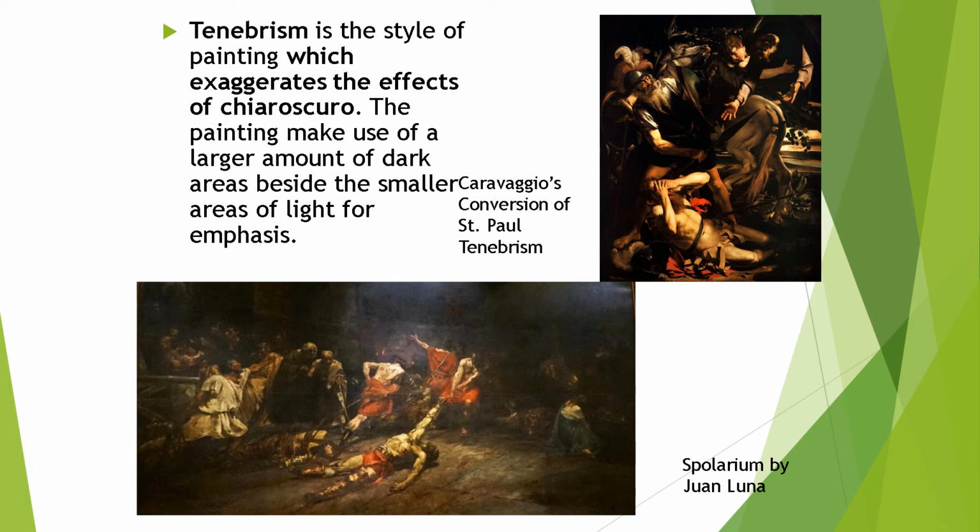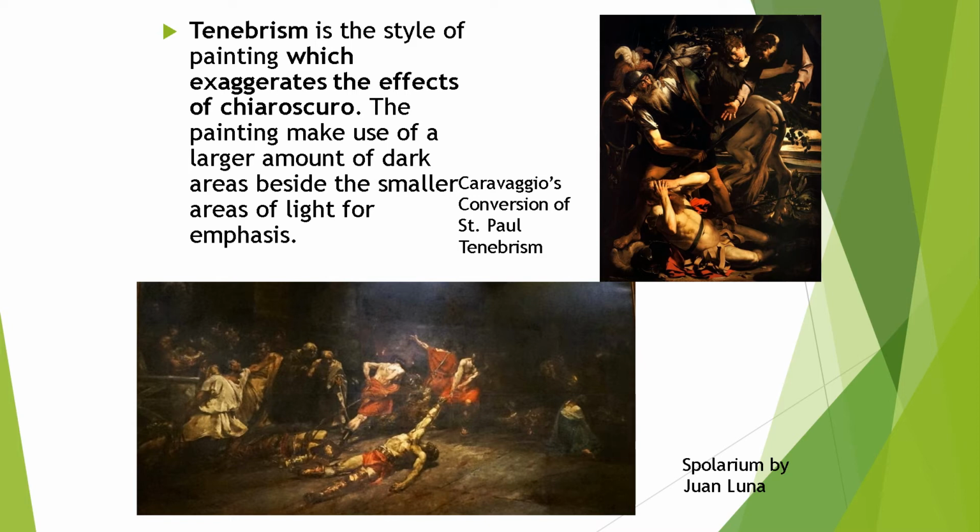Tenebrism is another technique in value, okay? Tenebrism is the style of painting which exaggerates the effects of chiaroscuro. The painting makes use of a larger amount of dark areas beside the smaller areas of emphasis, I mean light of emphasis. So obviously there is chiaroscuro here, so it still gives an illusion of space, what is closer and what is farther, but in tenebrism it shows what you should look at.